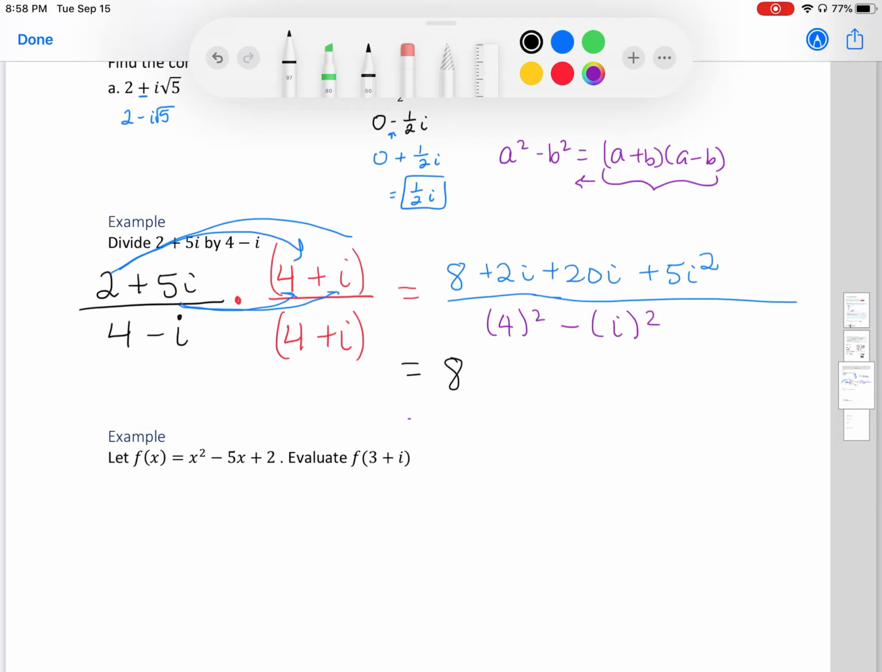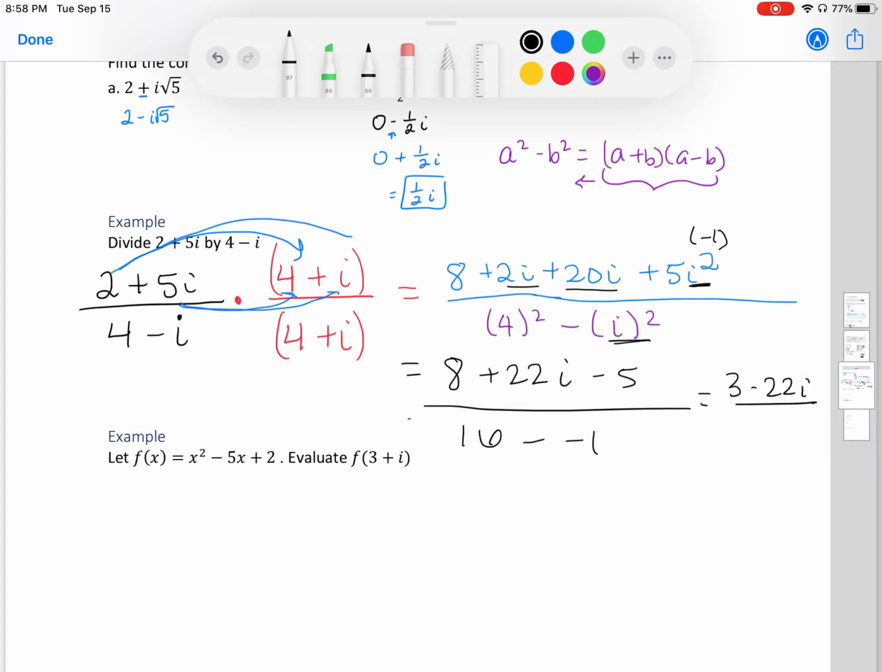Alright, so we are left with 8. 2 plus 20, 22i. And then we have the i squared, which you know is a negative 1. So this gives us a minus 5 divided by 16 minus i squared, which is negative 1. So that we have 8 minus 5, which is 3, plus 22i. And then 16 minus negative 1, we get 17. And that is how you divide with complex numbers.